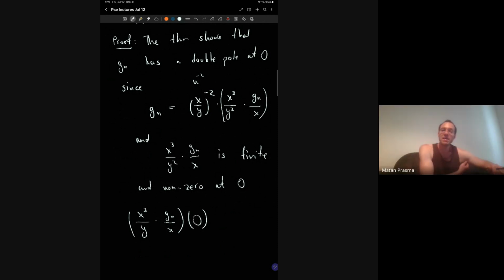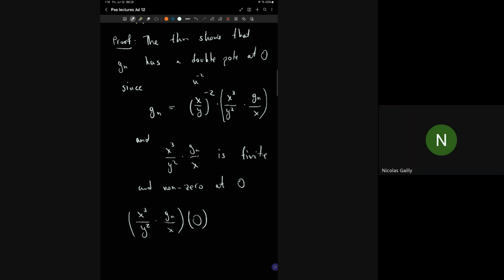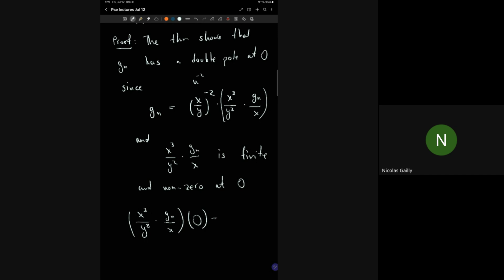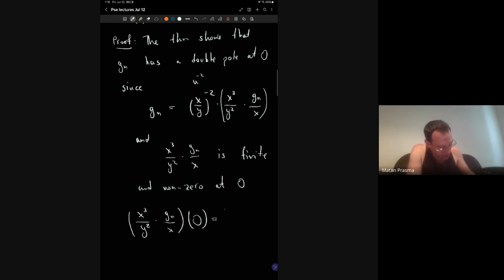Yeah, the same. And why? This here should be y squared. Well, because the left side is going to equal 1, because it's infinity over infinity. The reason is that x cubed, so I claim that you can write this as x cubed divided by y squared evaluated at O, times gn divided by x evaluated at O. The reason you can do it is because both of them are finite.